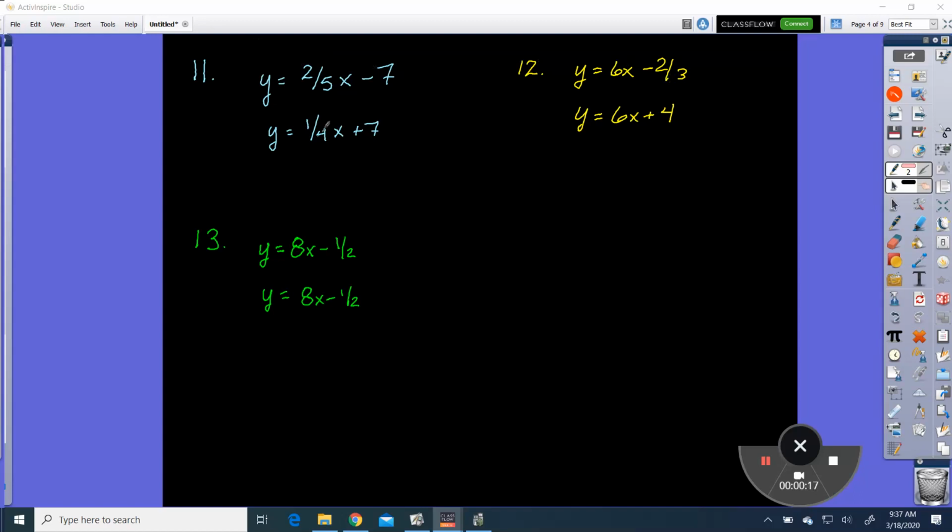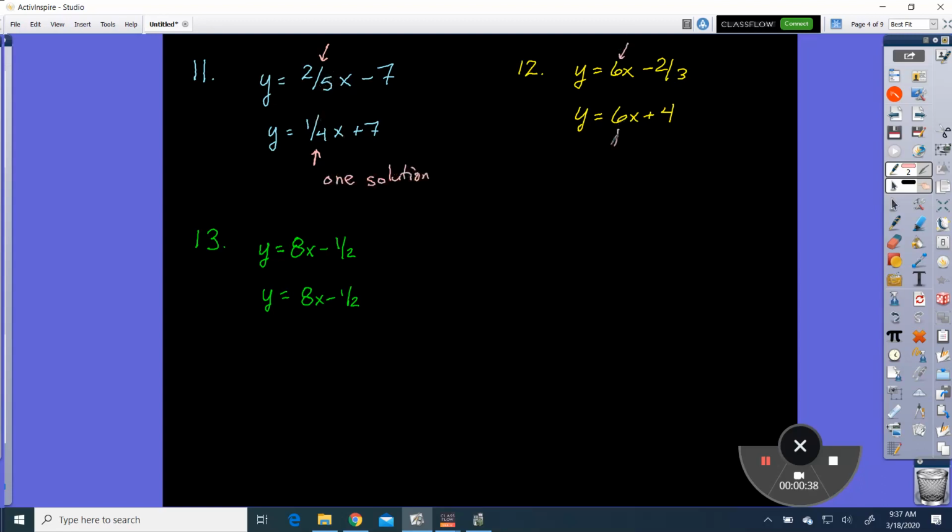So since these are all in slope intercept, all we really need to do is look at the slope and the y-intercept. If they have different slopes like they do on number 11, eventually these are going to cross. We don't know where, but somewhere these are going to cross. So we know there is going to be one solution. So now I look at number 12.